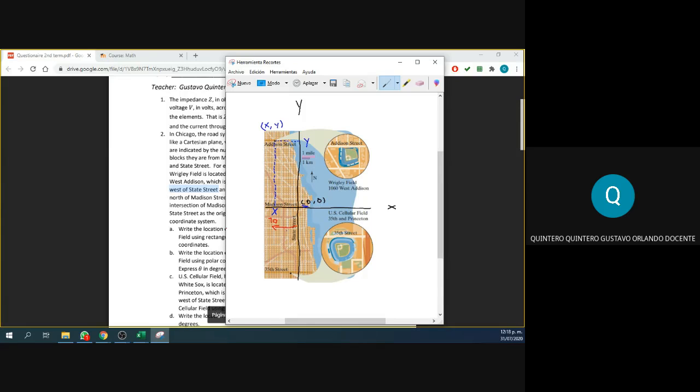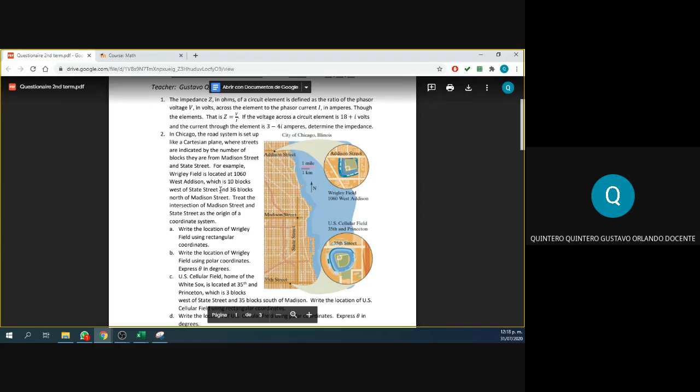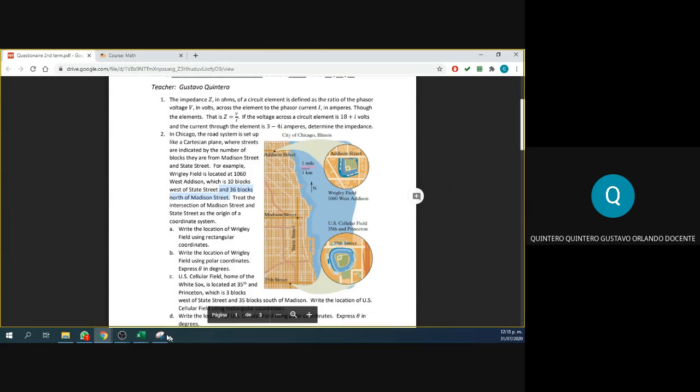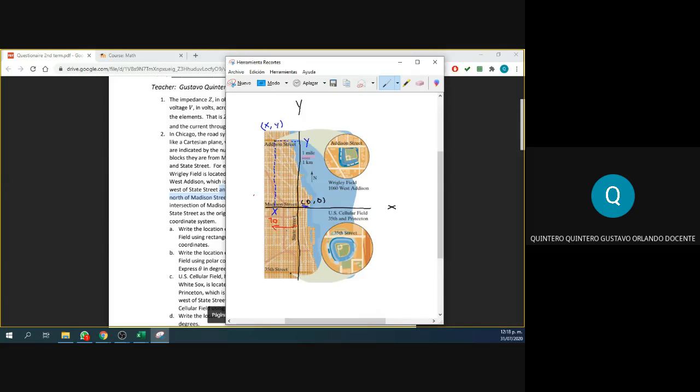All right. And 36 blocks north of Madison Street. So remember, Madison Street is this one. You can see the name right there, Madison Street. So in Madison Street, I'm going to move up 36. So if I move up, at this point, I will have moved 36 blocks. So it looks like we have our two values. So what are the coordinates, guys? 10 and 36. Tell me in the chat, please. Everybody, write down the coordinates of Wrigley Field.